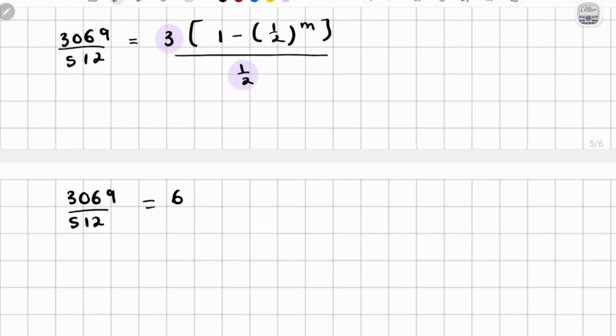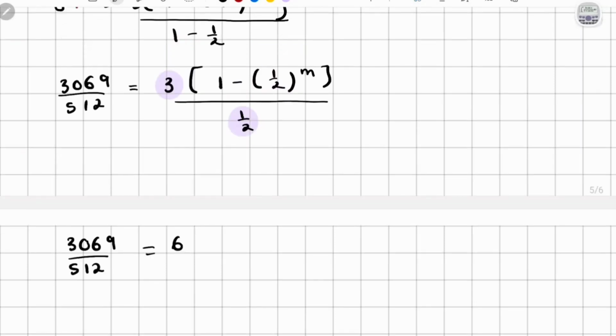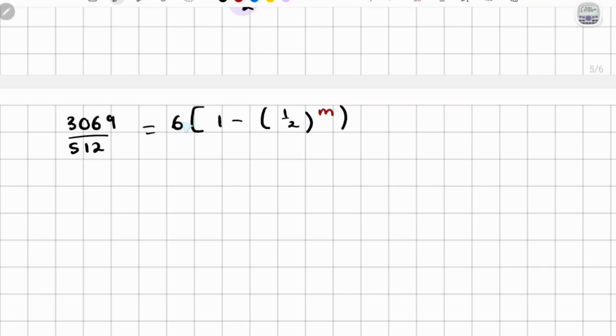Okay, because it's really just 10 times. Again, you could divide. And then inside the bracket, we still have 1 minus a half raised to the power of m. Okay, so now we can get rid of the 6. So get rid of the 6 by dividing both sides by 6. And let's see what happens.